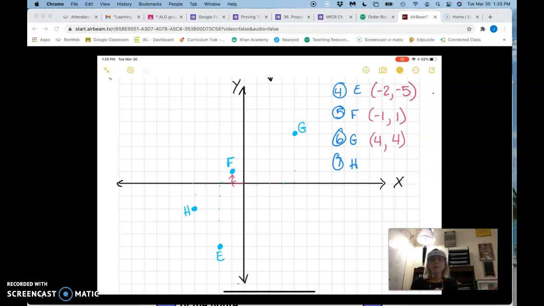Okay, how about H? What's the coordinates for H? We went -4 and down 2, so -2. Good.